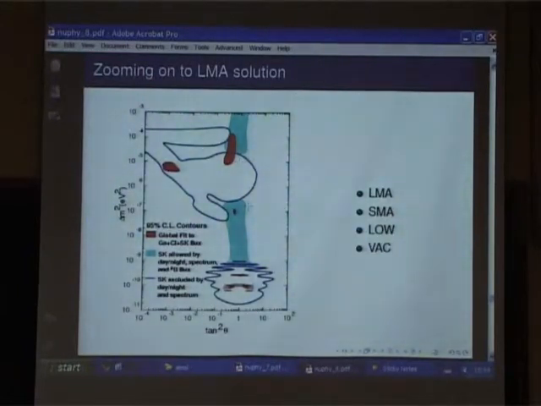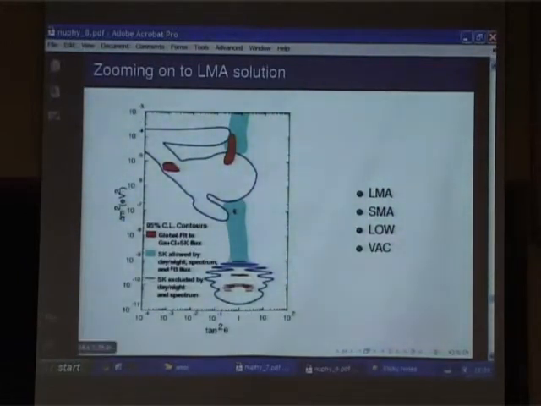So these red points are the ones that we saw, which are allowed by the flux. The green part is that which is allowed by the day-night spectrum and boron. So what did the day-night spectrum tell us? It told us that there should not be day-night asymmetry, so the angle should be large. You see that this bluish part tells us the angle should be large.